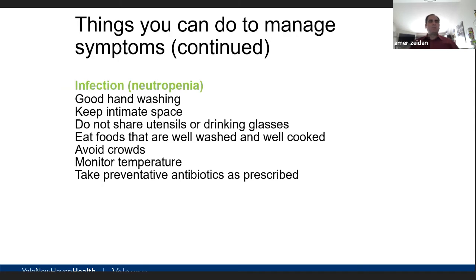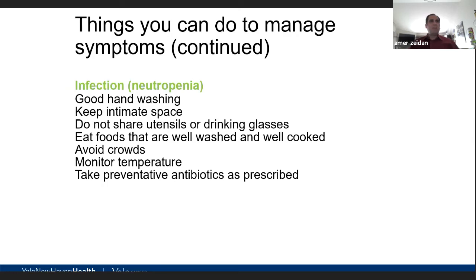Sometimes your doctor will ask you to take antibiotics to prevent occurrence of infection. If you are eating outside your home, make sure you eat in places that are very clean, and avoid raw foods like raw fish and things like that. Everything should be well cooked and well washed. And finally, you should check your temperature.